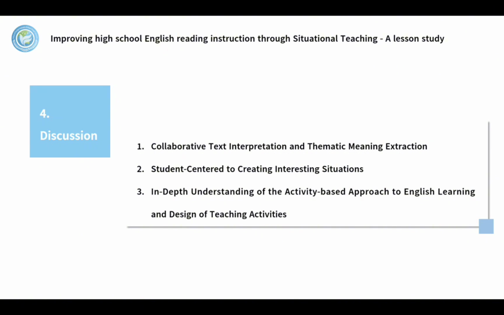Firstly, we need to focus on the collaborative text interpretation and the semantic meaning extraction. The text interpretation is the starting point of all the teaching activities. It is of great significance and help for the teachers to grasp the teaching materials, use the teaching materials well, and improve the effectiveness of classroom teaching.